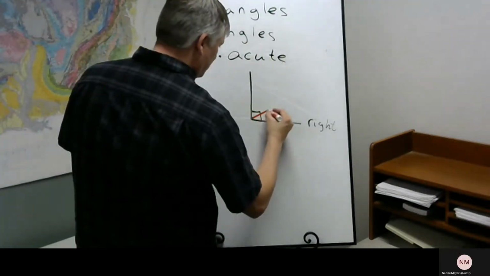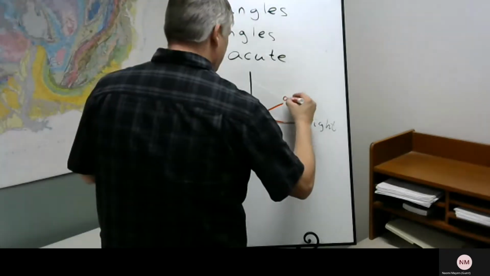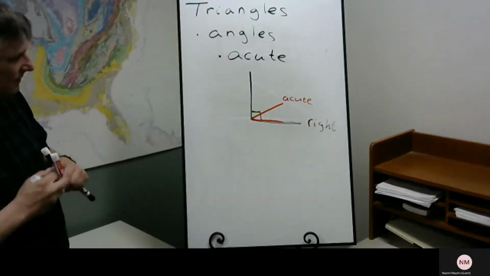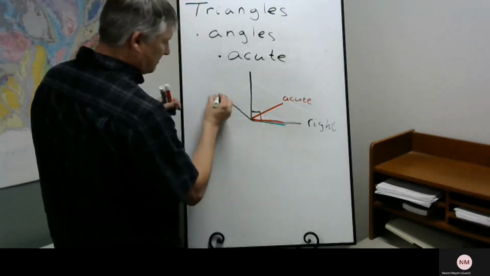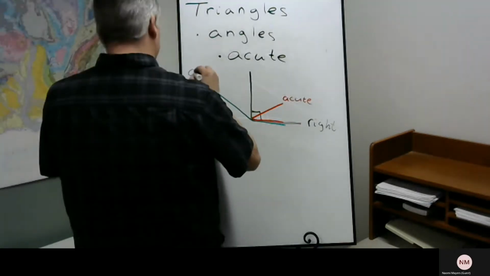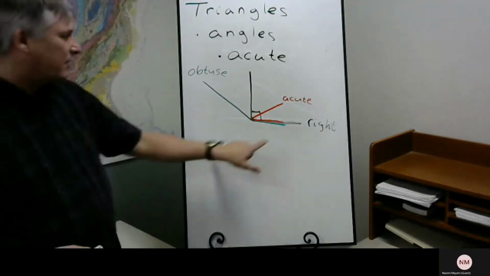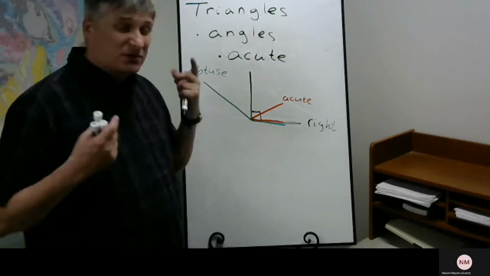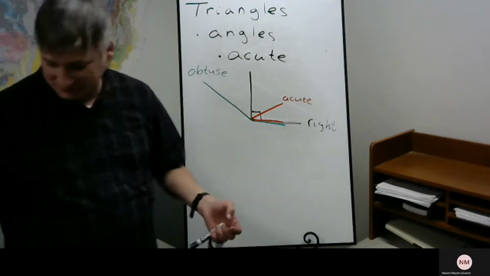An acute angle has a measure less than 90 degrees. And an obtuse angle has a measure bigger than 90 degrees. So the right angle is perfectly flat, perfectly vertical. An acute angle is going to be smaller than the right angle. The obtuse angle is going to be bigger than the right angle.